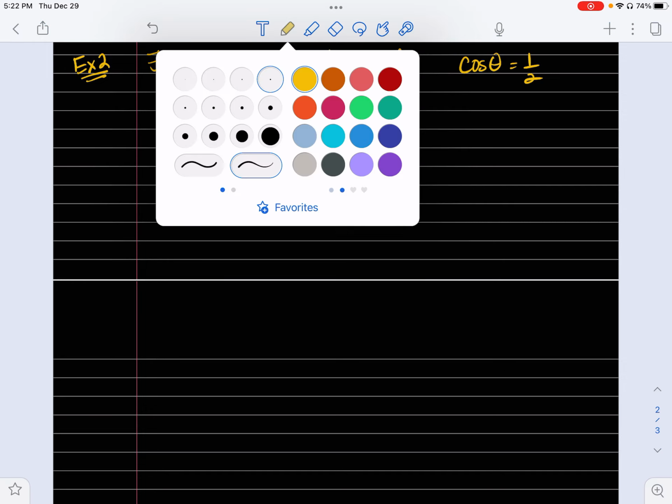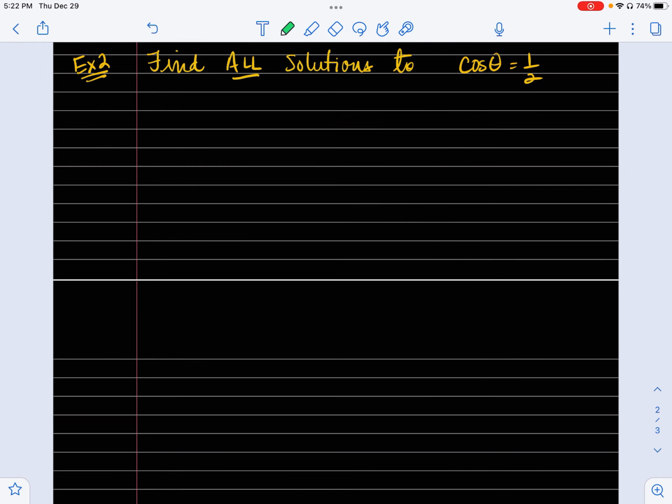Cosine theta is half. Half is a positive value. Cosine is positive in the first and the fourth quadrant because cosine represents the x-coordinate, and the x-coordinate is positive in the first and fourth. It's positive on the right side of the origin. On the left side, the x value will be negative. So we're only focusing on the first and fourth quadrant. And hence, because of the first and fourth quadrant, we should end up getting two answers.